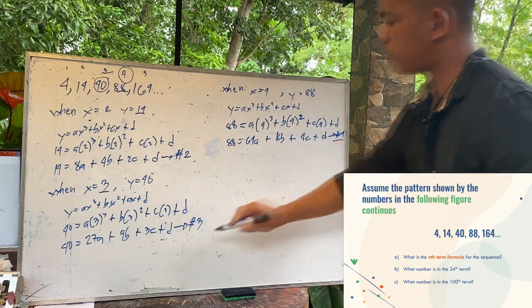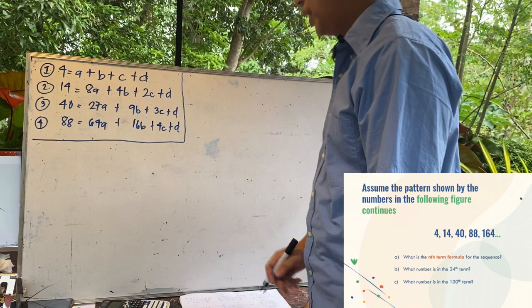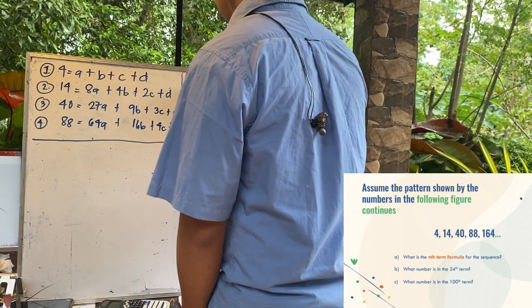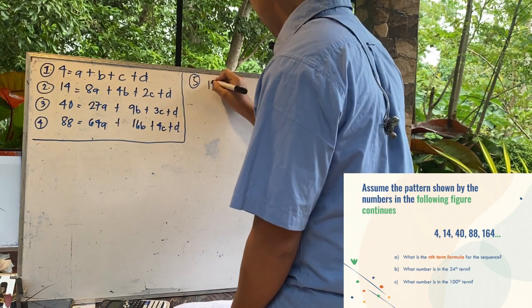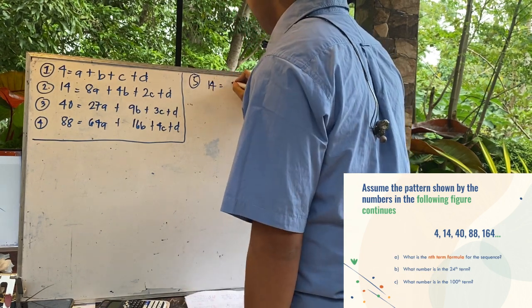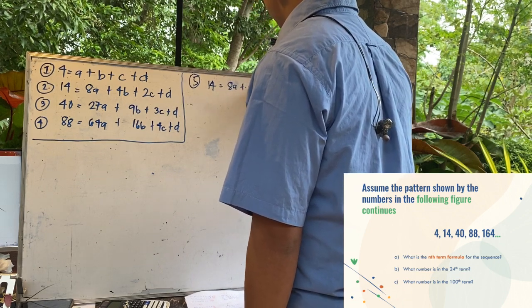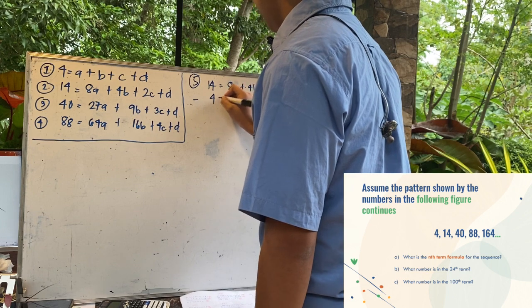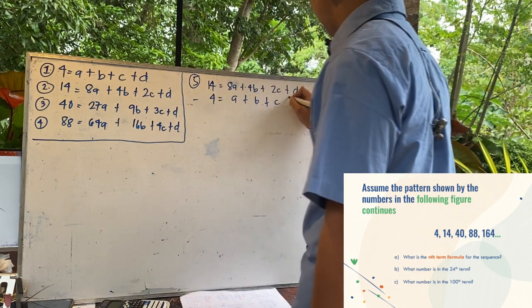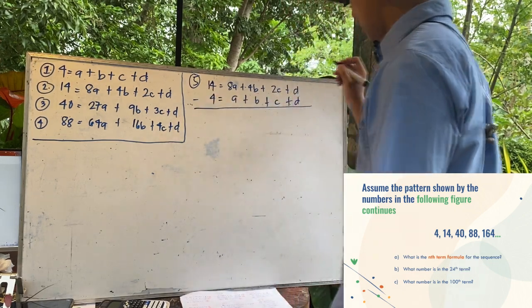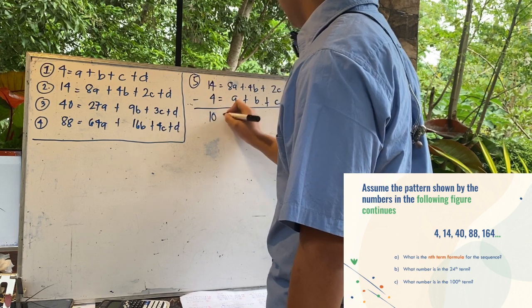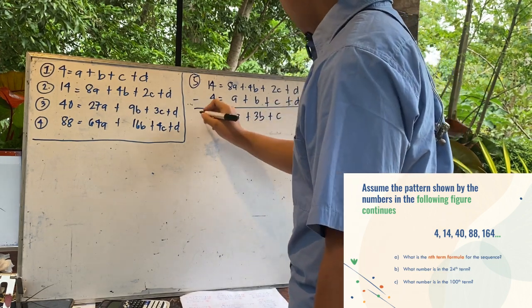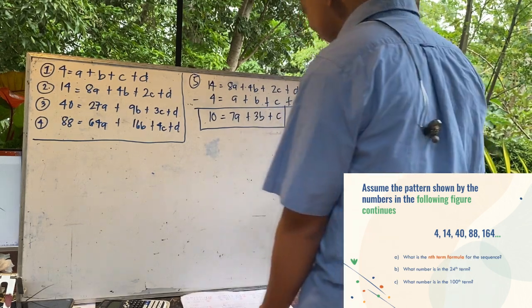And let us assume this equation is the fourth equation. For equation 5, we have to subtract equation 2 and 1. So equation 2 is 14 plus 8a plus 4b plus 2c plus d, minus 4a plus b plus c plus d. So it is equal to 10 equals 7a plus 3b plus c. So this is equation 5.